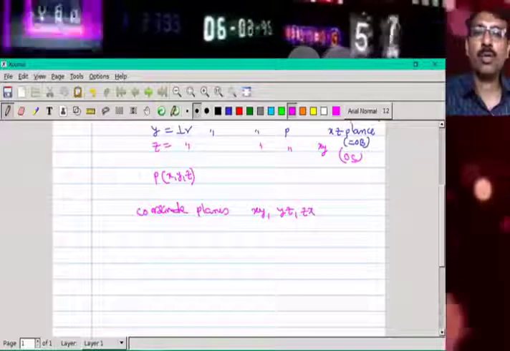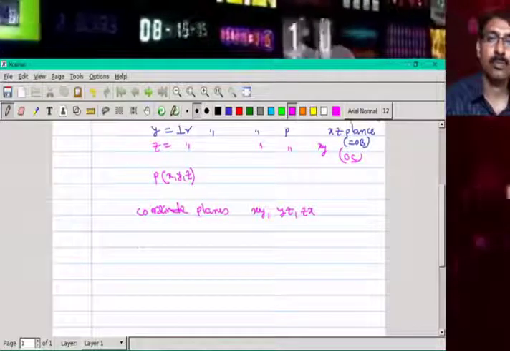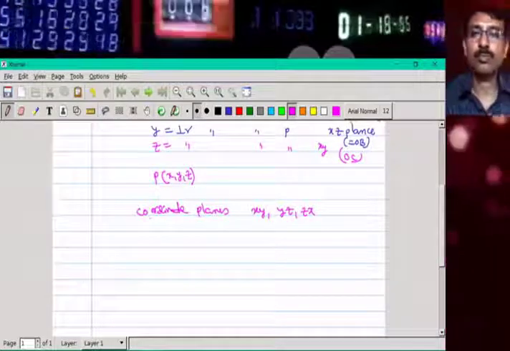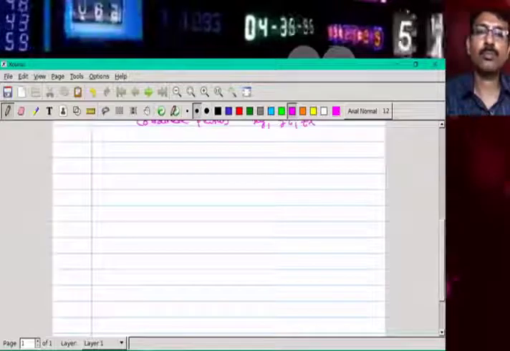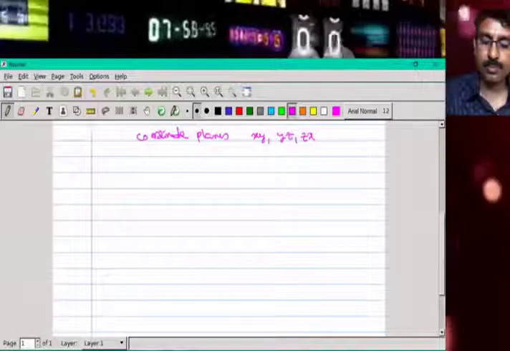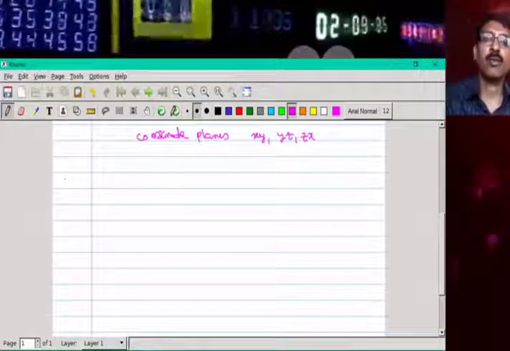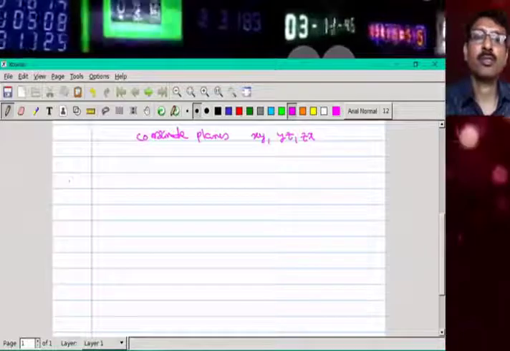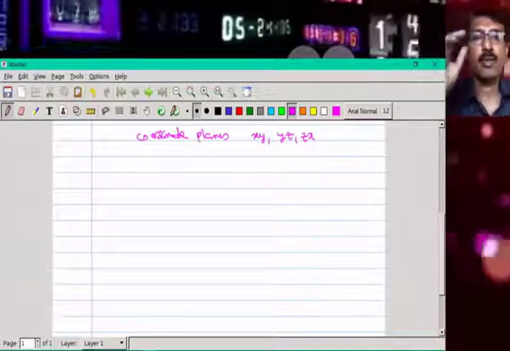Similarly, we can define the points which are in the other 7 octants in a similar way.